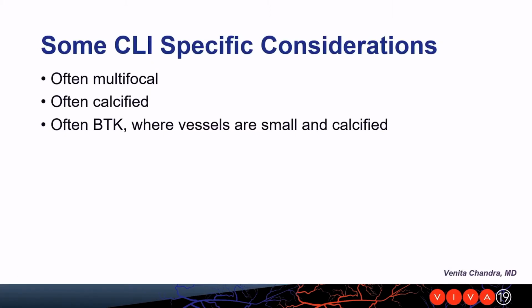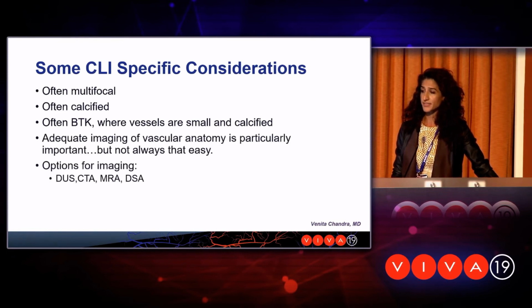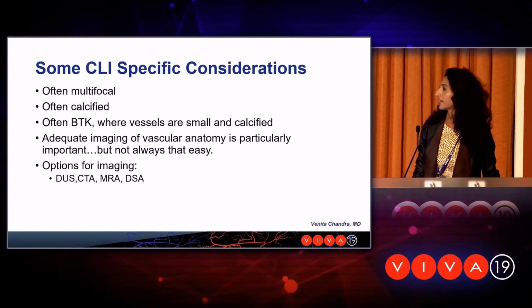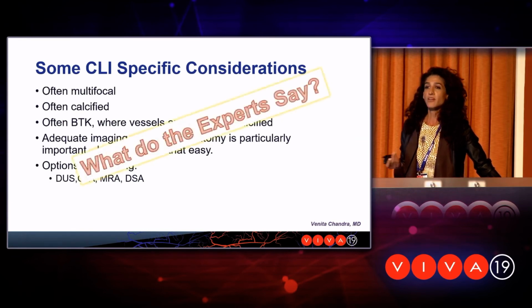CLI-specific considerations that we all have already talked about and know. Patients often have multifocal disease, often calcified disease, and so often below the knee, where the vessels are not only small, but also calcified. I don't think anyone would argue that adequate imaging of the vascular anatomy is particularly important, but not always that easy. And we have some options, duplex, of course, and then some cross-sectional imaging. So let's start with what the experts say.